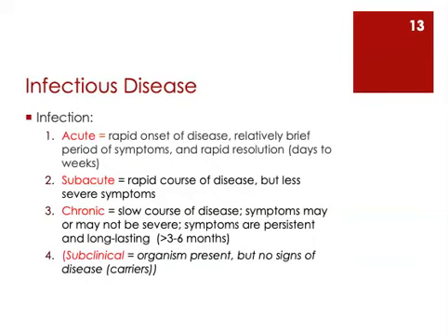In other words, less than what we can perceive. A true carrier has the microbe inside of them, is capable of spreading the microbe, but for whatever reason has not come down with the disease itself, have not come down with the symptoms and the disease itself. That's different from this term subacute. A person who has a subacute infection absolutely has the disease. It's just that their symptoms are less severe than others.